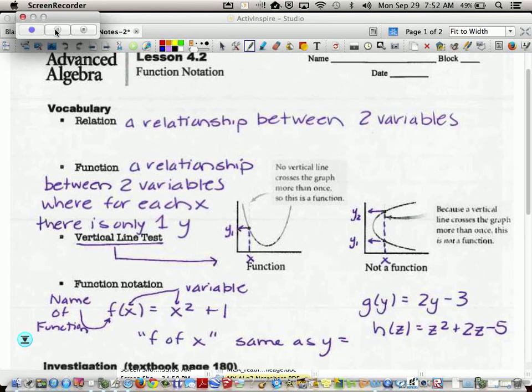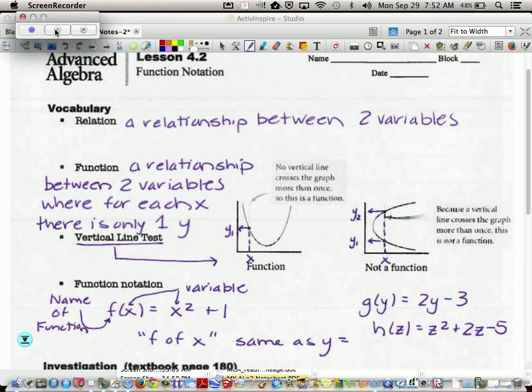Function: a relationship between two variables where for each x there's only one y. The whole idea is that one input can only have one output. For every input there's exactly one output, however you say it. Talk about the vertical line test, which is over there. U-shaped graph here. Draw a vertical line, it hits, it tells you that x goes to that y. That's only happening once. We'll talk more about it.